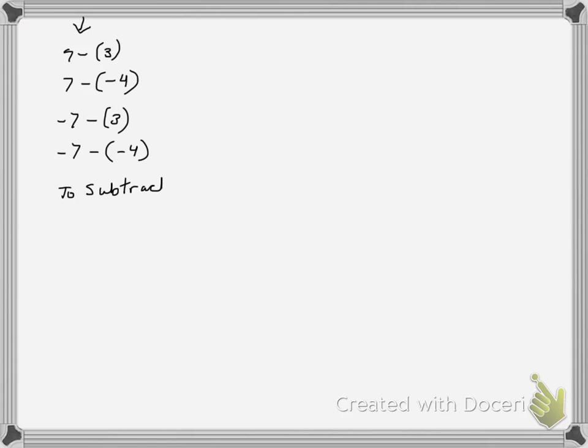To subtract means to add the inverse, the additive inverse. The additive inverse of positive 3 is negative 3. The additive inverse of negative 7 is positive 7. It's just changing the sign. So if we use that, we're going to change our operation to addition. You already know how to do addition.